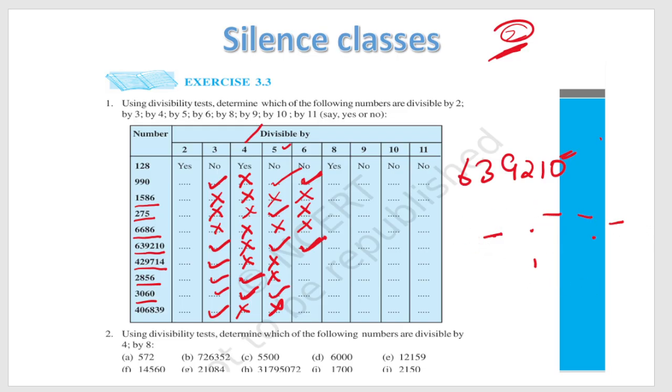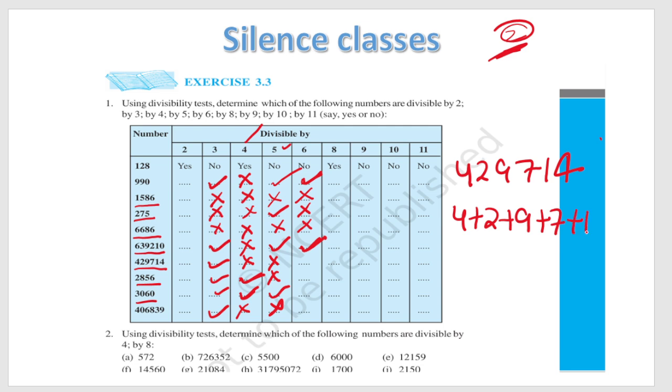Okay, now the next number is 429714. 4 plus 2 plus 9 plus 7 plus 1 plus 4. Because 4 is there, it is divisible by 2. Then we have to check whether it is divisible by 3 or not. 4 plus 2 is 6, 6 plus 9 is 15, 15 plus 7 is 22, plus 1 is 23, plus 4 is 27. Yes, 27 is divisible by 3. This means this number is divisible by 6.